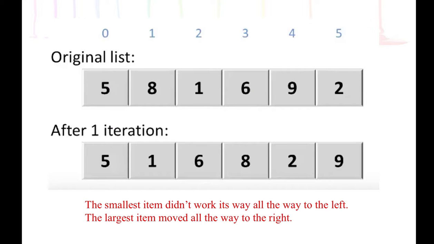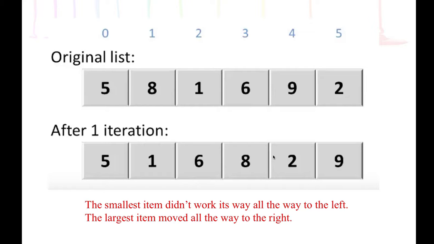Now, look at the original list. It was 5, 8, 1, 6, 9, 2. But we said, is 5 greater than 8? No. So 5 stayed there. And we said, is 8 greater than 1? Absolutely. So 1 moved over here and 8 went here. 8 was greater than 6. 6 moved over and 8 stayed. 8 is less than 9, so it's not greater than 9. It stayed. And then we did 9 is greater than 2, and it swapped.